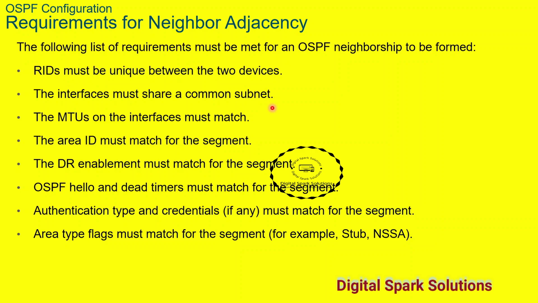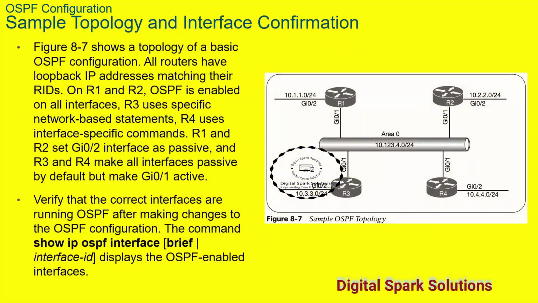And for the authentication type, if it is not the same, when they share the packets and the authentication type and credentials are different, they will not be able to form the adjacency. And the same if the area is stub, the other neighbor you want to form must be a stub area as well. Okay, this is the sample topology and interface configuration.